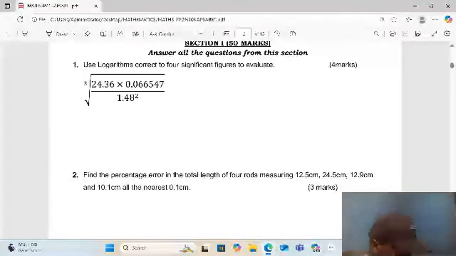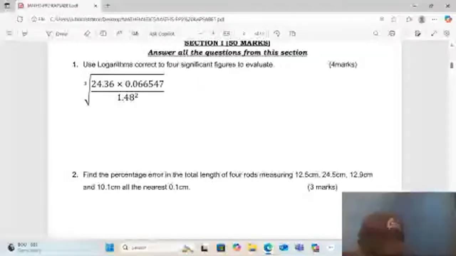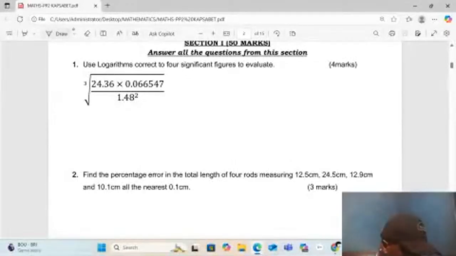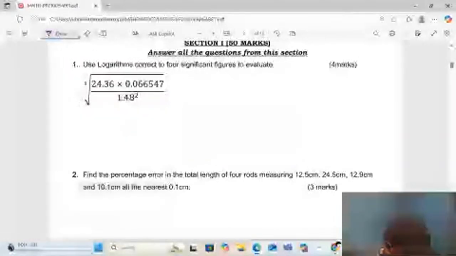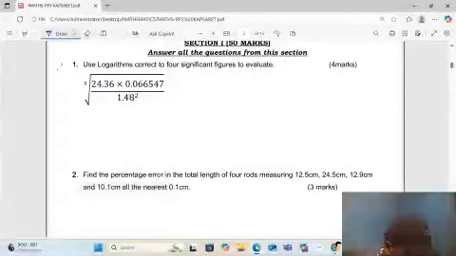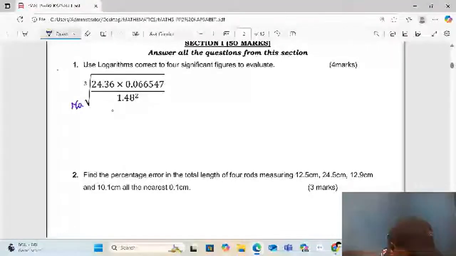So it's number, standard form, then log. This is how we are going to write. I can use this color. So we're going to start with the number, then we have the standard form, then we have the log.